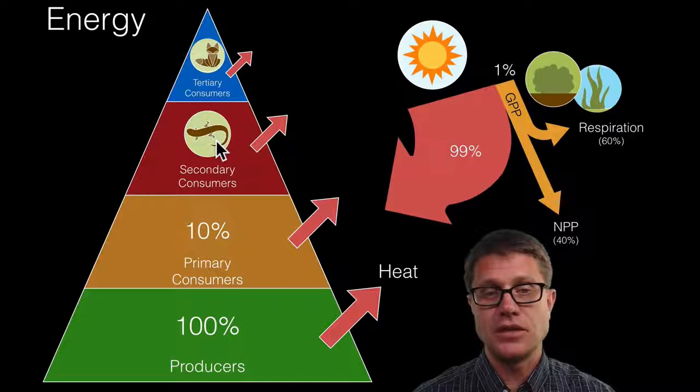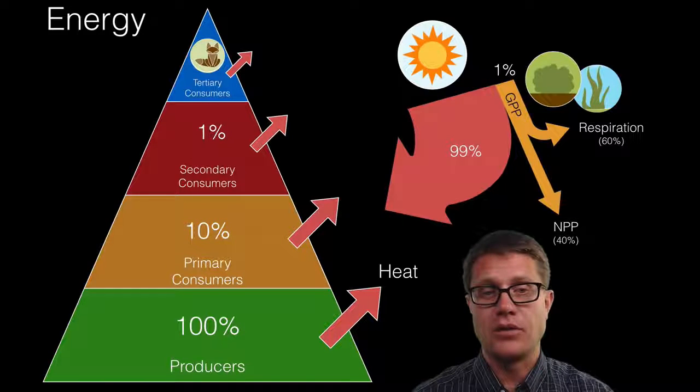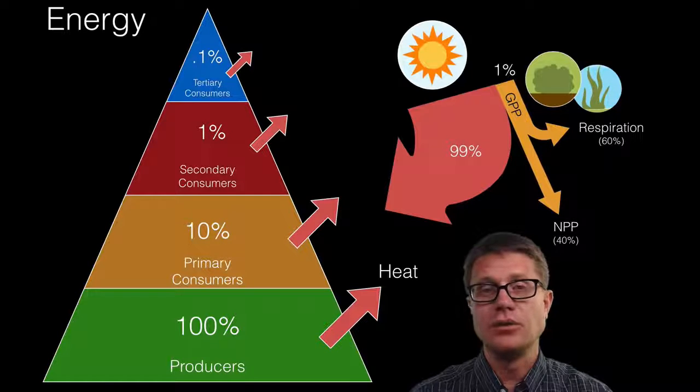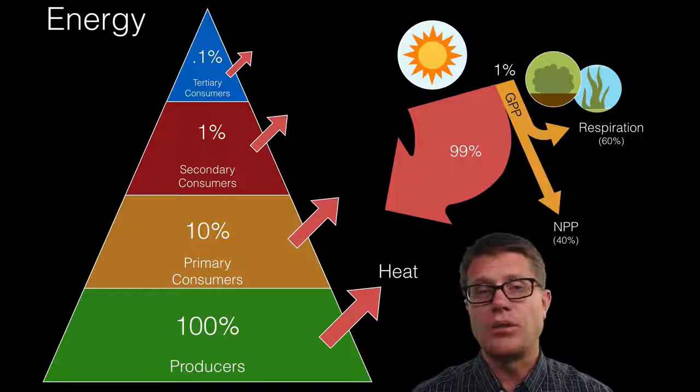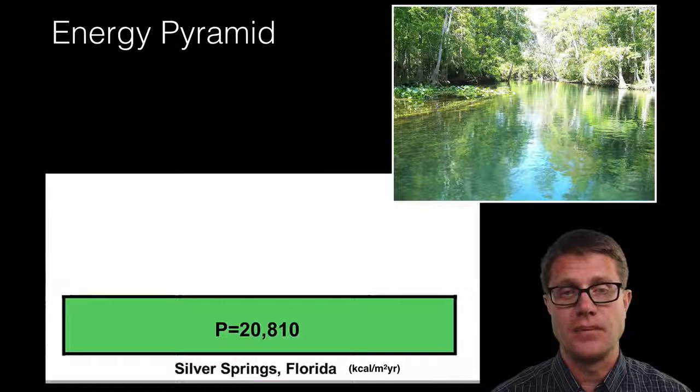What percent of this goes to the next level? 10% of that. So now we're down to 1%. And what about the next level? 10% of that. And so we're losing a huge amount of energy at each step along the way. And that's going to be why we have way less tertiary consumers than we're going to have producers in an area. Good way to study this is using an energy pyramid.